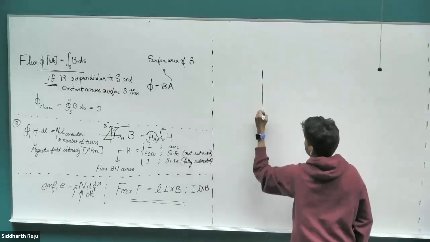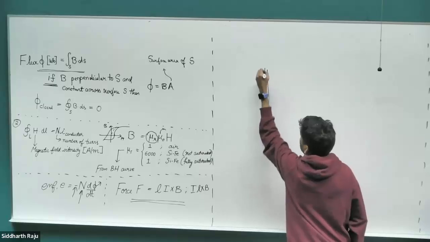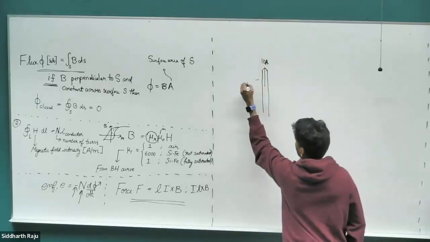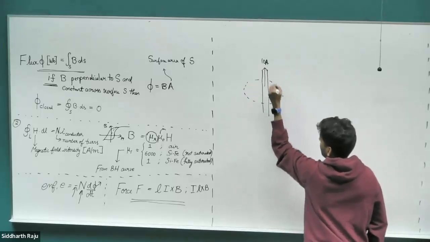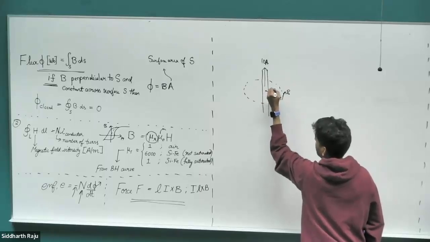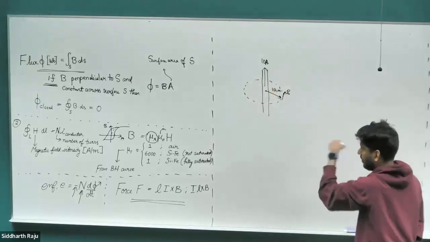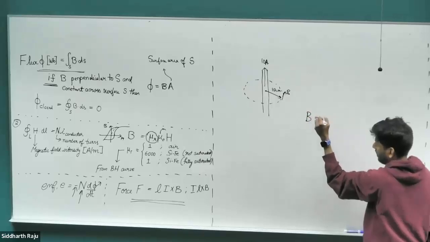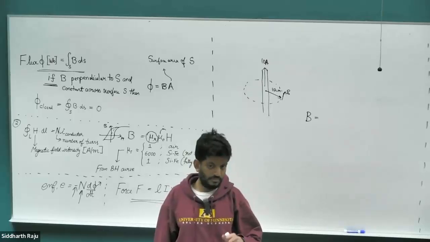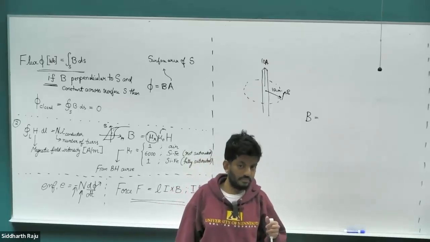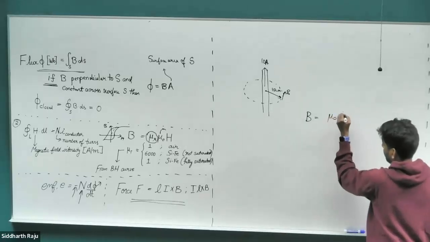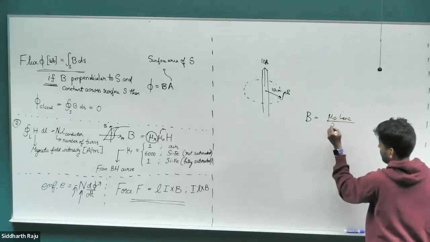So let's start off with a very simple example. Let's say I have a current carrying conductor and I want to figure out what the magnetic field is at some distance r equal to 10 centimeter. Can you very quickly tell me what the formula is going to be? Anyone? Mu naught I enclosed over 2 pi r. Thank you. Mu naught I enclosed divided by 2 pi r.